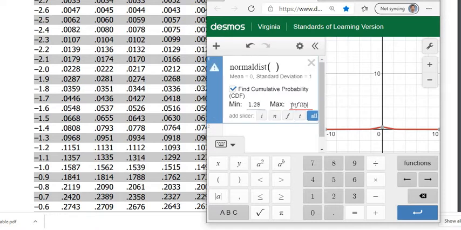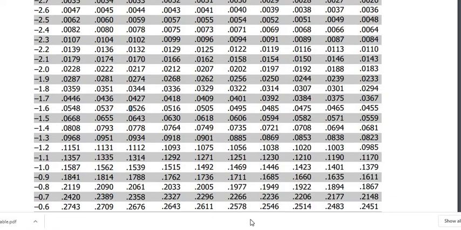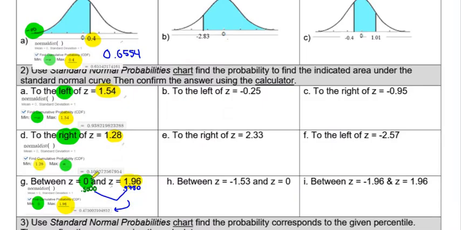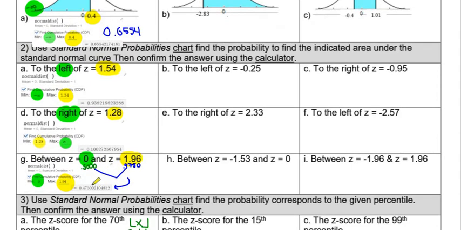All right, so how do I do the chart if I want to do this? Well, I look this up on the chart, which for 0 means it's 0.5000. I look this up on the chart, which is 0.9750, and then I subtract them, and then I would get what Desmos gave me. All right, so that's how you would do that.